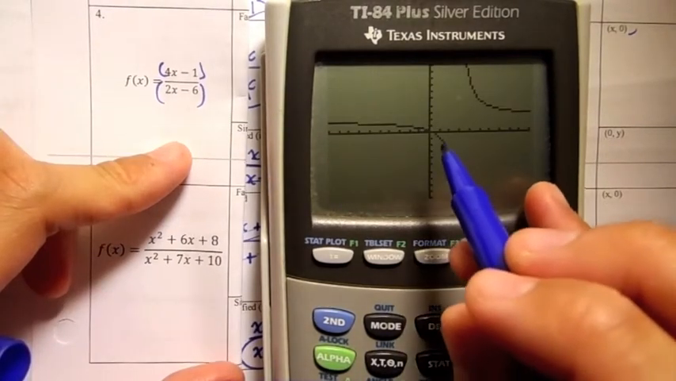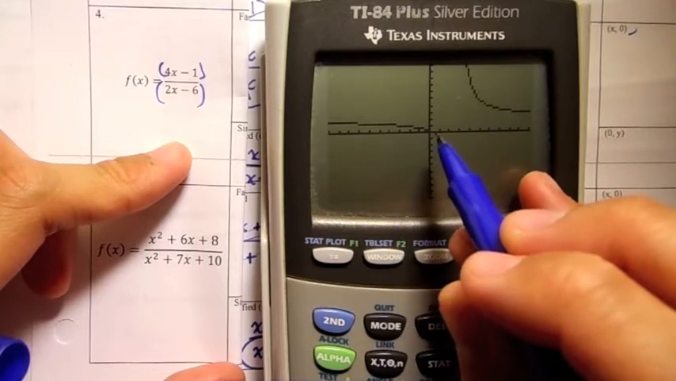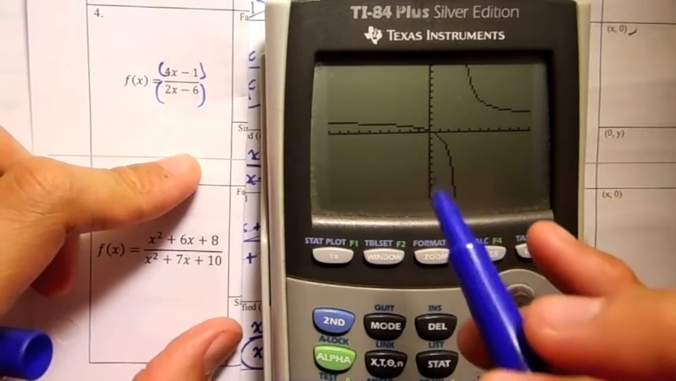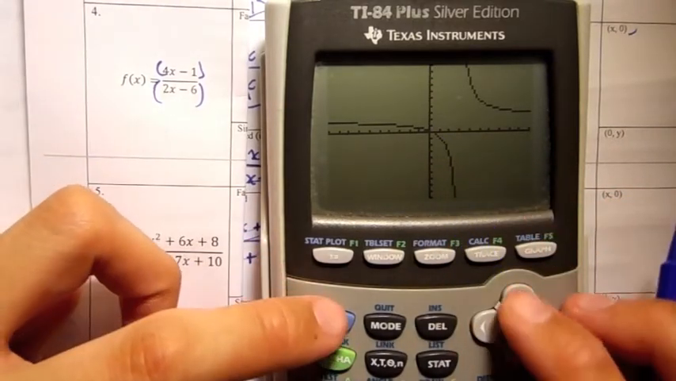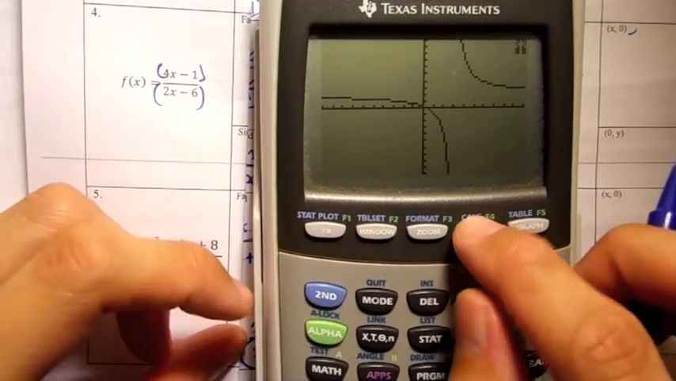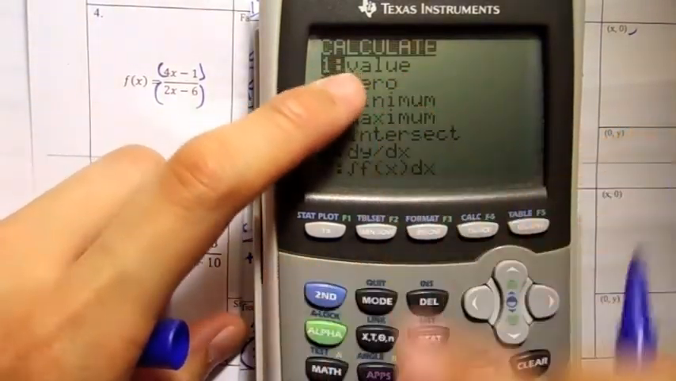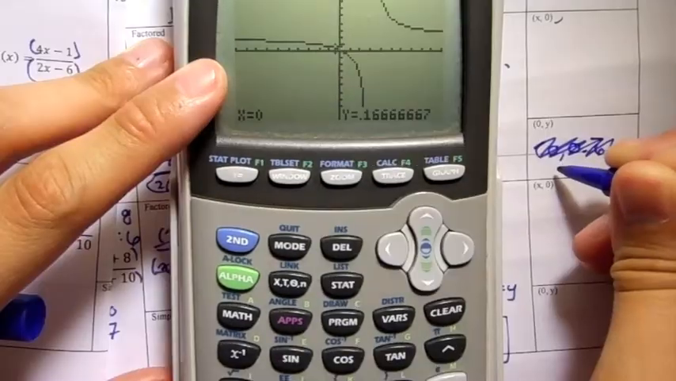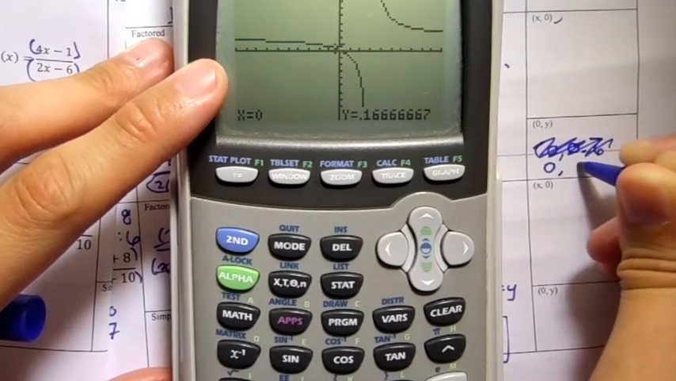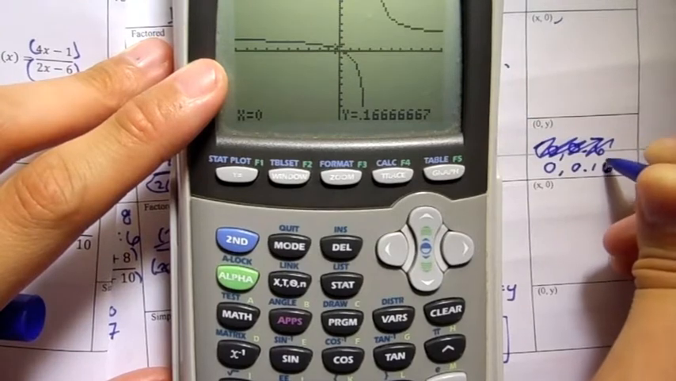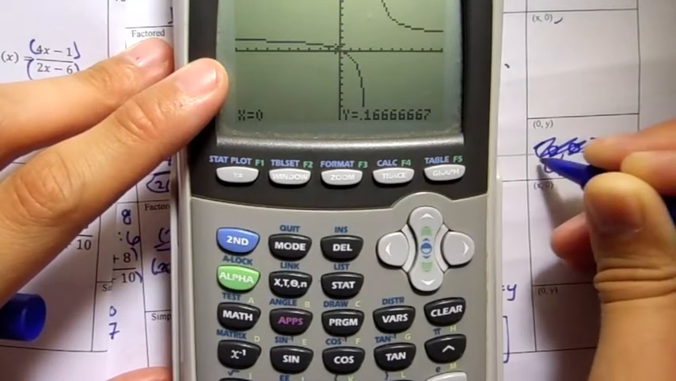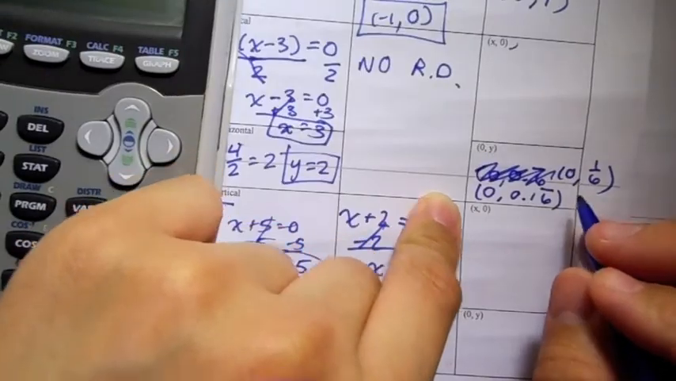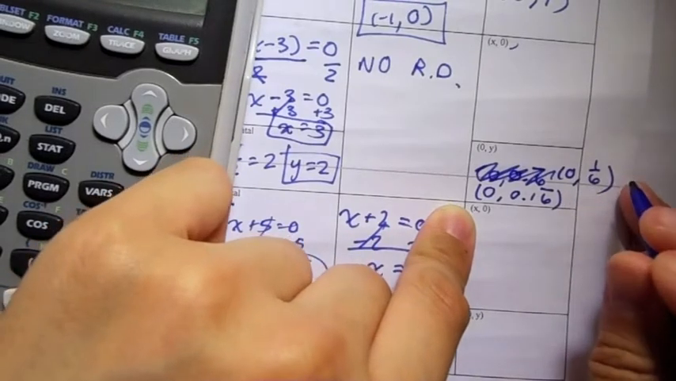So it looks to me that I do have a y-intercept and an x-intercept. So let's find our y-intercept first. Let's go to second trace, and remember it's the first option, value, and that occurs when x is 0. That occurs at the point (0, 0.16 repeating). This is actually just the ordered pair (0, 1/6).